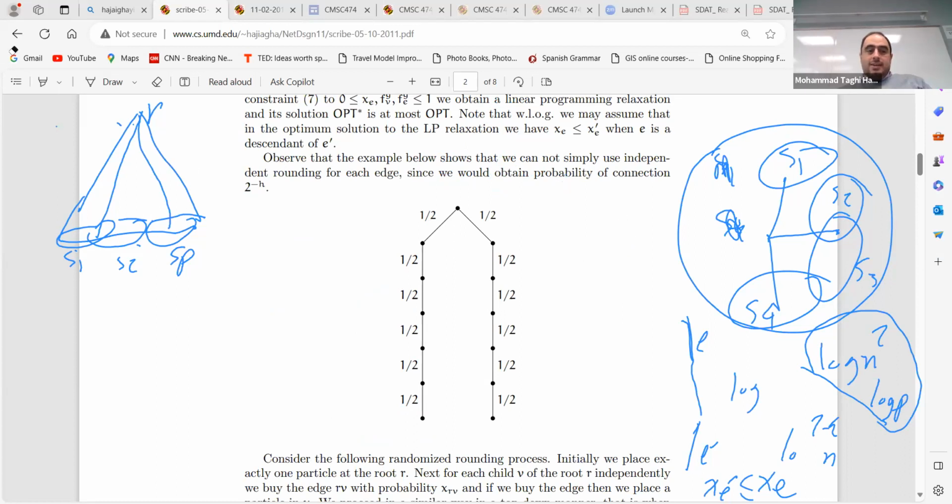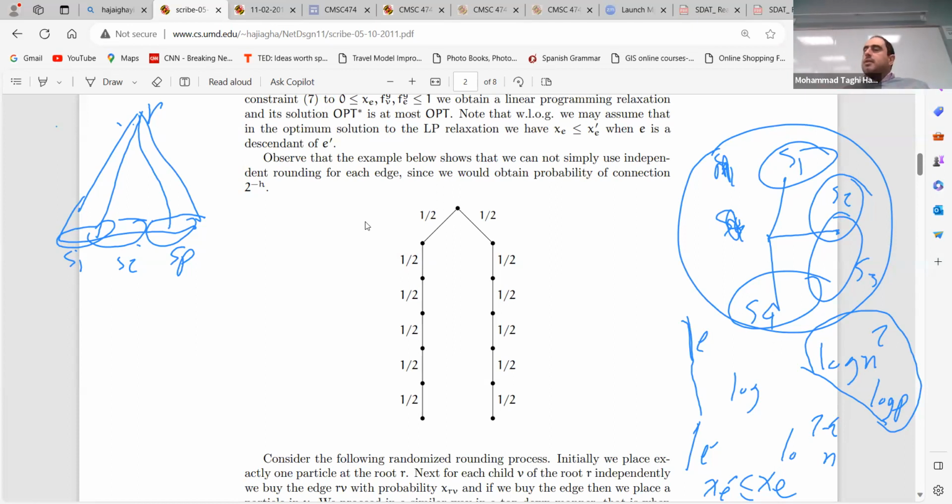So one algorithm, generally when you are getting an LP, how can you round it? One way is essentially to consider, for example, some threshold: below this, you will make it 0, and above this threshold, you will make it 1. This is one way. You can do the randomized way as well.